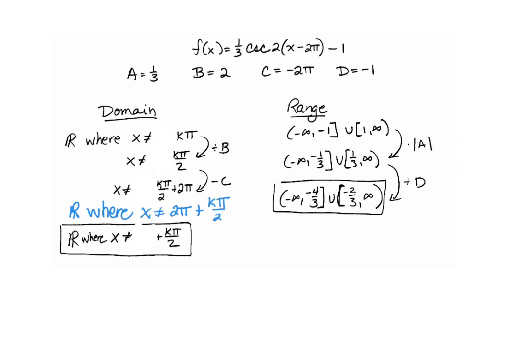But I want you to notice something. 2 pi is a multiple of pi over 2. So since I'm adding and subtracting it, eventually I'm going to have an asymptote at 0. So I can skip all this and just write it as x is not equal to k pi over 2. Again, regardless of whether you write it like this or like this, I will mark it correct. The range starts here. I multiply by the absolute value of a, which is multiplying by a third, and then I add d. I shift everything down 1, and this is where it ends.